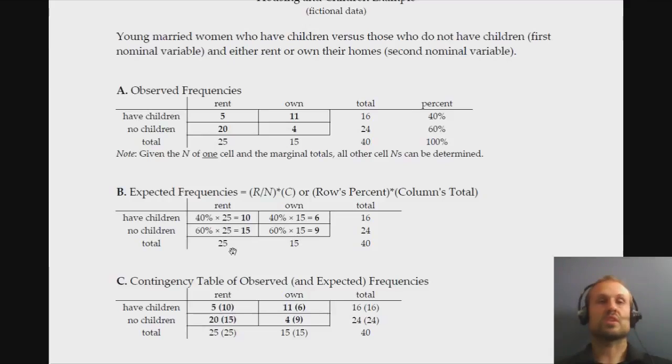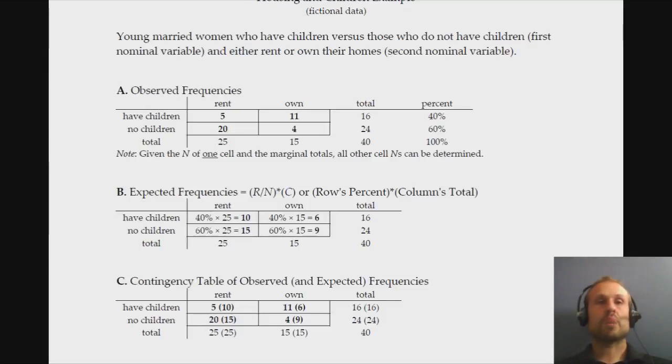If renting wasn't an issue, I just have a group of people, they behave the same as the whole population, 40% and 60%. If I look at the group that own their house, if the two variables were completely independent, then that would behave the same as the 40-60 split. So I would expect 40% of the women that own to have children and 60% to not have children. So I get these expected numbers, 10, 6, 15, and 9.